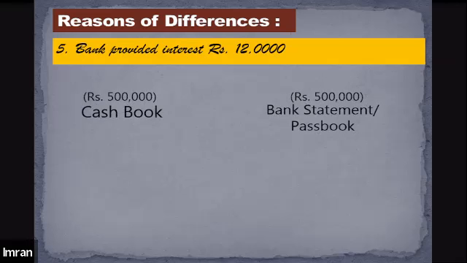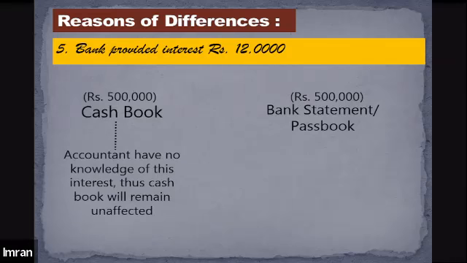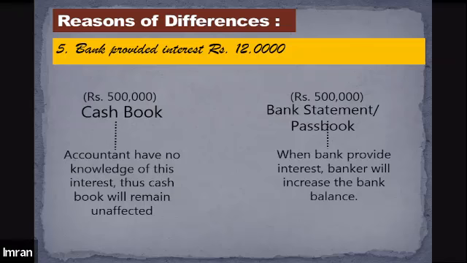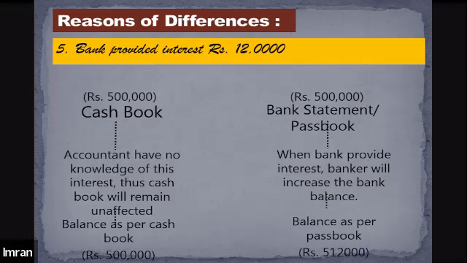So ultimately what will happen, let's assume that at the beginning of the month, the passbook and cash book are both showing the same amount of balance, 5 lakh each, but since this transaction is not recorded in the cash book because the cashier or the accountant of the business has no knowledge of this interest, the cash book will remain unaffected. When the bank provides interest, the banker will increase the bank balance. Owing to this, at the end of the month, the bank balance as per the cash book will still be reflected at 5 lakh. On the other hand, the balance as per the passbook will be 5,12,000. That means the bank has increased the overall balance by 12,000 because of the interest they have provided on the amount maintained by the business in the bank. All right. Hopefully this is also clear, everyone.